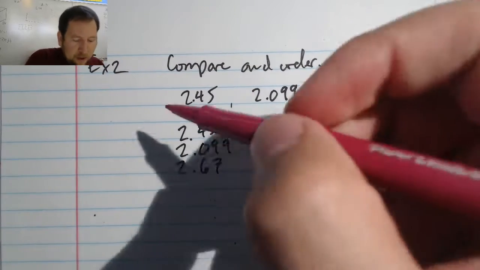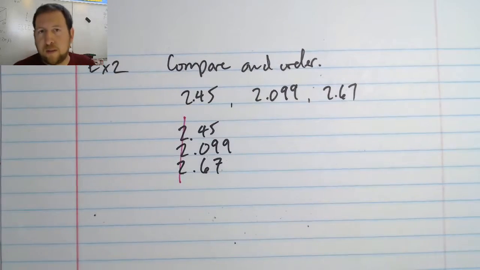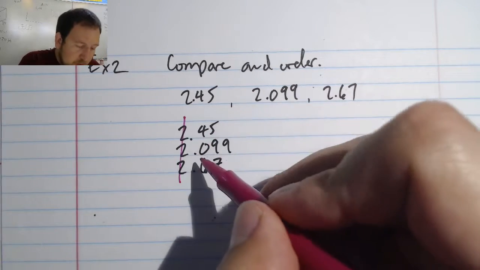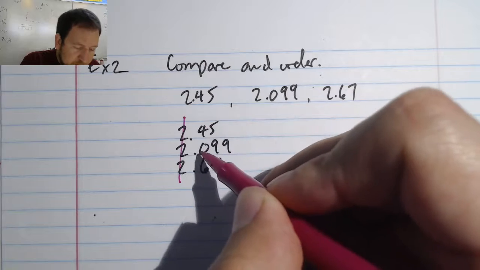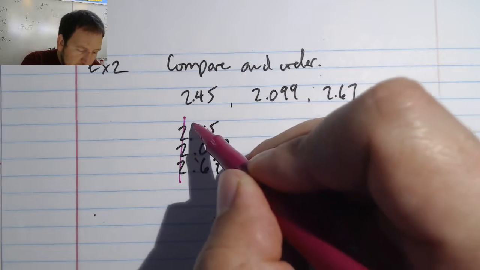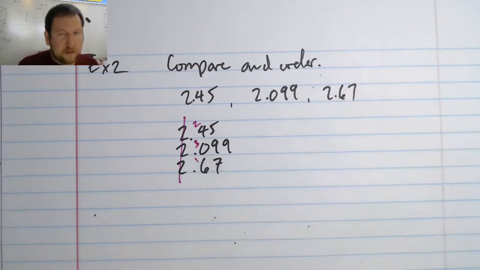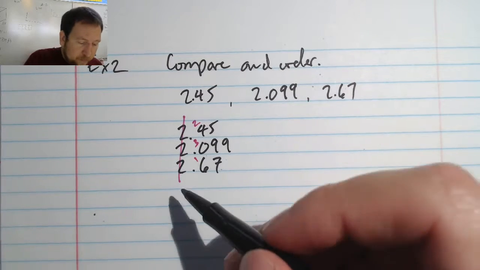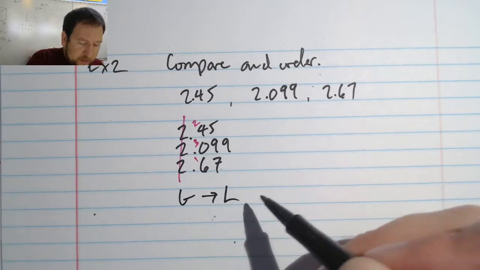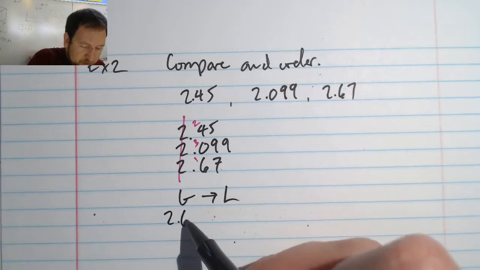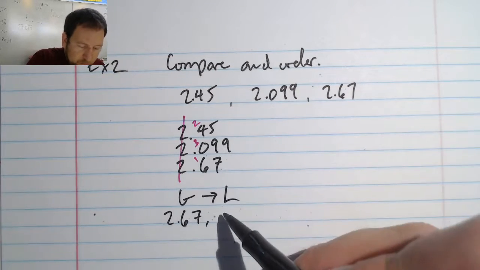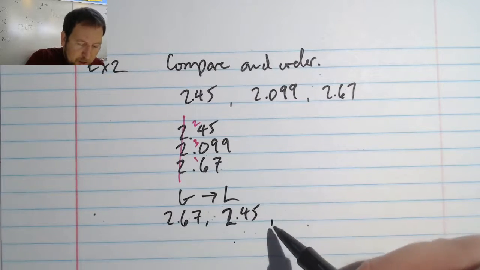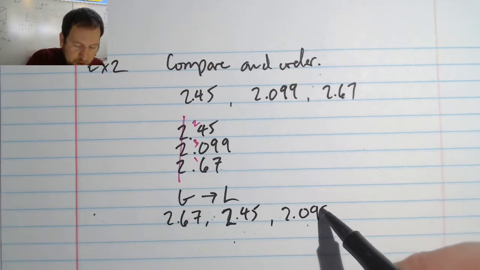All right, so I'm going to do just like what I did before, and I'm going to take a look. My ones here are all the same, so I know that I can't gain any information from here. However, here I do have a 6, a 4, and a 0. So this is going to be 1, this is going to be 2, and this is going to be 3, the smallest number in here. So I can simply rewrite them from greatest to least as 2.67, comma, 2.45, that's a 2, even though it's terrible, and 2.099.